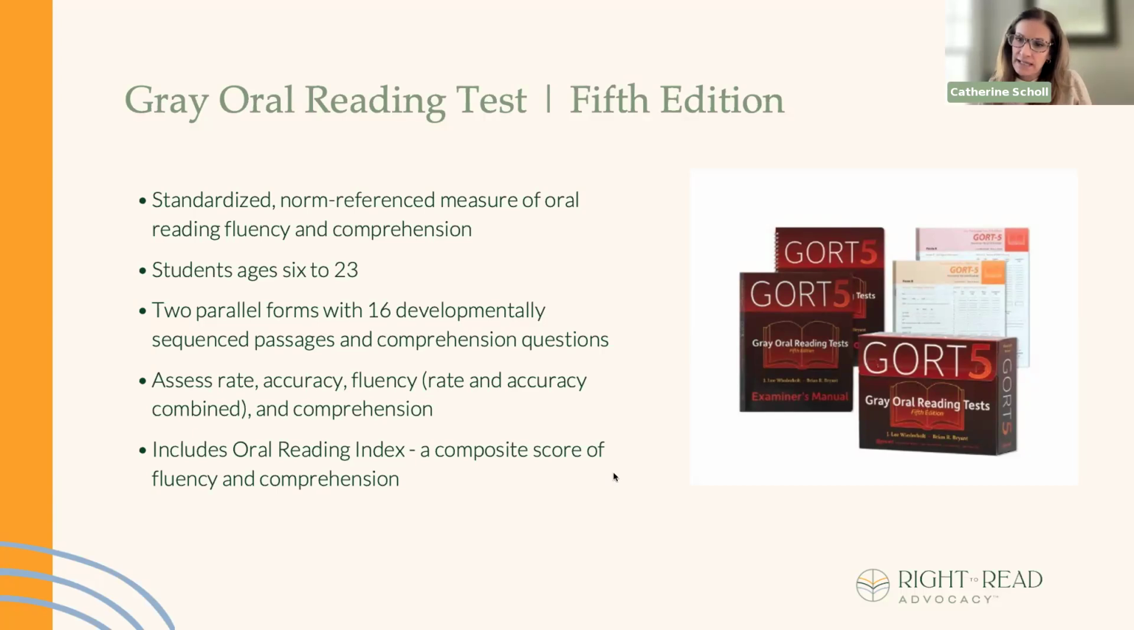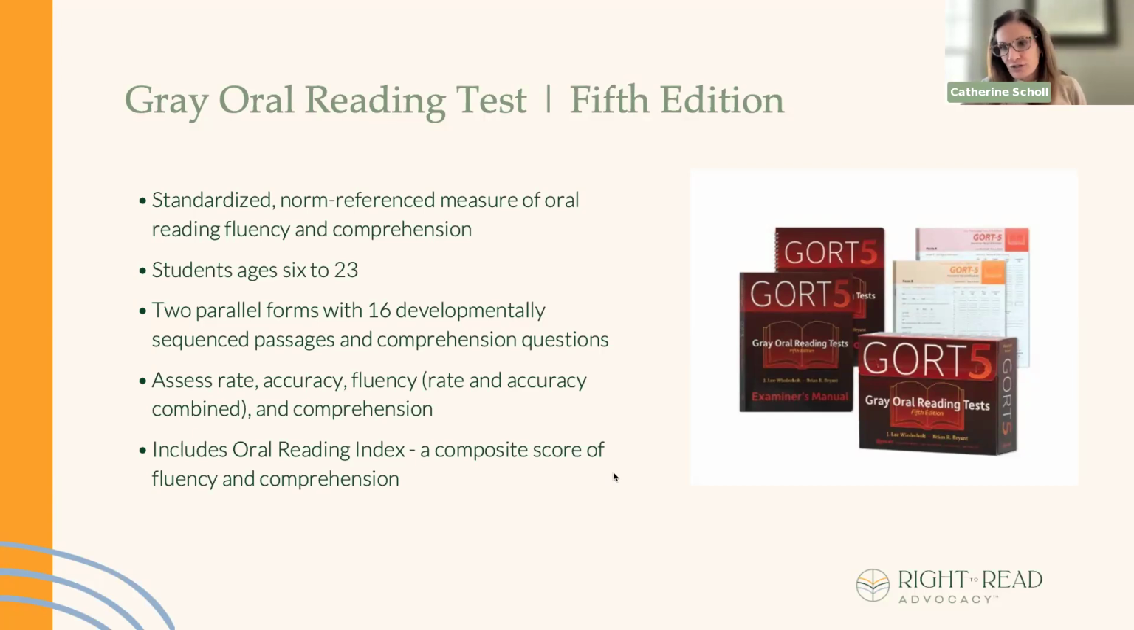What the GORT looks like is basically an age-appropriate story that the student has to read in a certain amount of time. And then we score it on rate: how fast were they able to read it? And how accurate were they? Did they miss words? Did they skip a word? Did they not say the word correctly? And then we take those 2 scores together to come up with a fluency score.